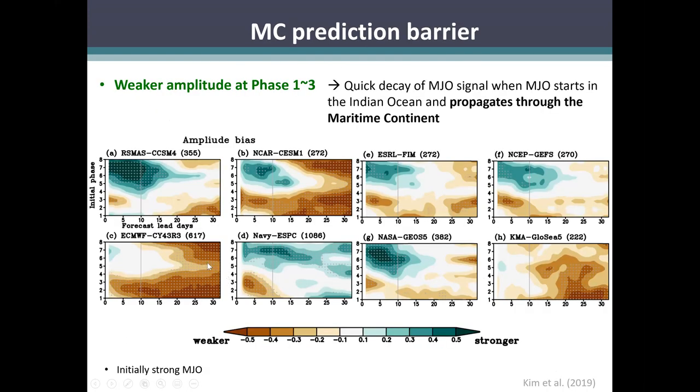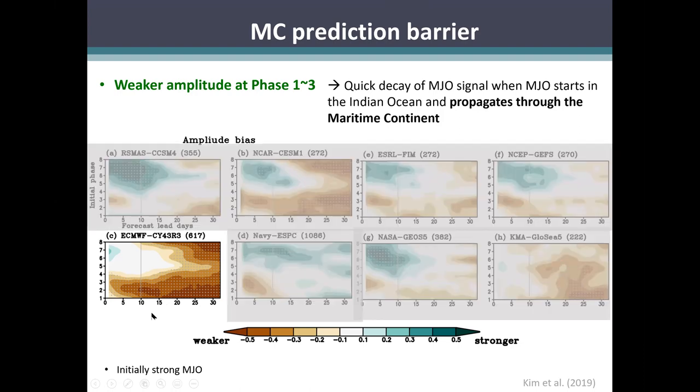If you remember Frederick's talk this morning, he showed the amplitude bias, and most of the models have weaker amplitude. Here this shows actually the same plot, but separating it into the initial MJO phases. The y-axis shows the initial phase and the x-axis is the forecast lead time. If you just focus on the ECMWF model, the brown shading is weaker amplitude. When the MJO starts initially in the Indian Ocean, in phases 1, 2, 3, 4, it gets weaker faster than the other phases. So there's a weaker amplitude at the earlier phases.